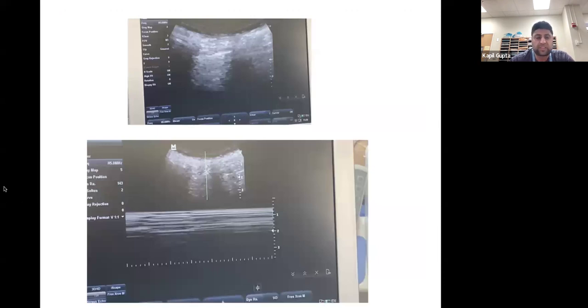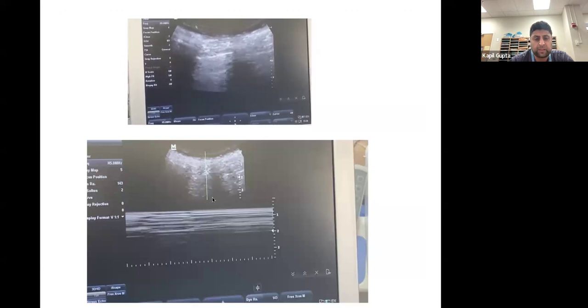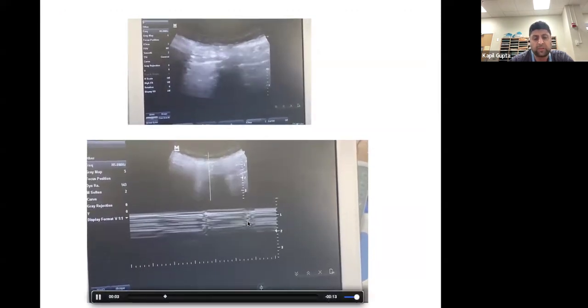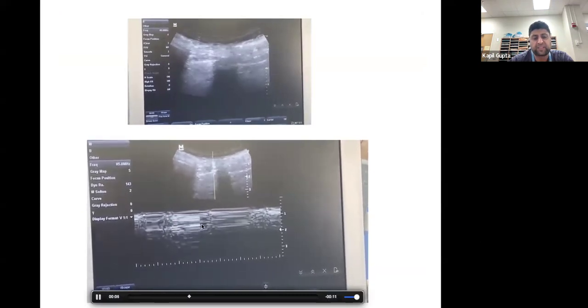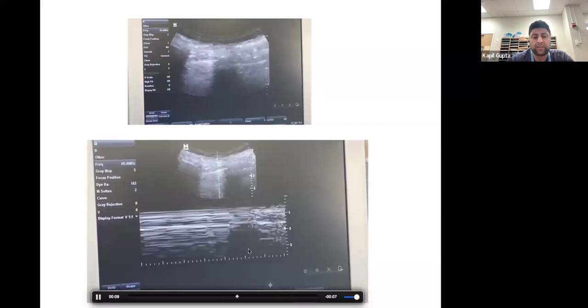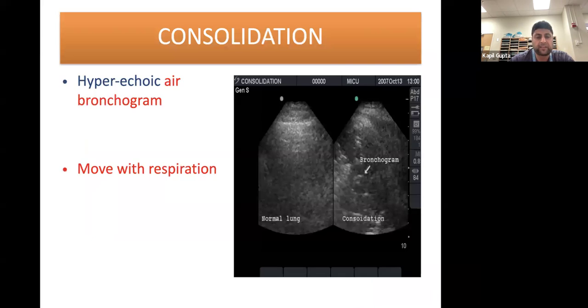So this is one of the patients in my ICU. Let me see if I can play this video here. You see all these parallel lines here. This is basically absence of granular tissue, and that is also known as the barcode sign, and that is pneumothorax.